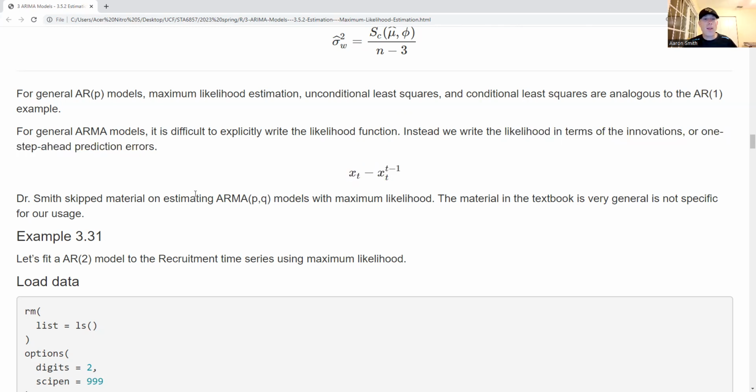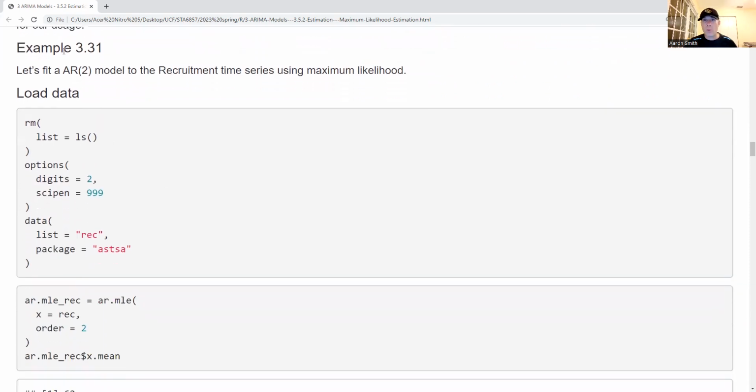I'm going to go ahead and just skip the material on estimating autoregressive moving average models with maximum likelihood. If you read the textbook, it's pretty general. It's all mathematically correct. It's solid. It's good information, but I feel like it's not nailing things down enough to be really helping us learn anything.